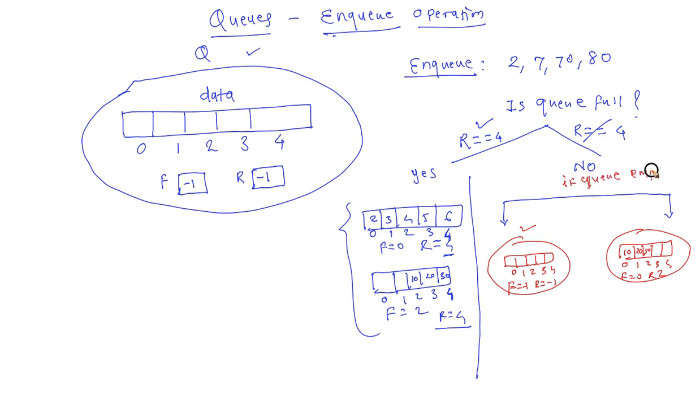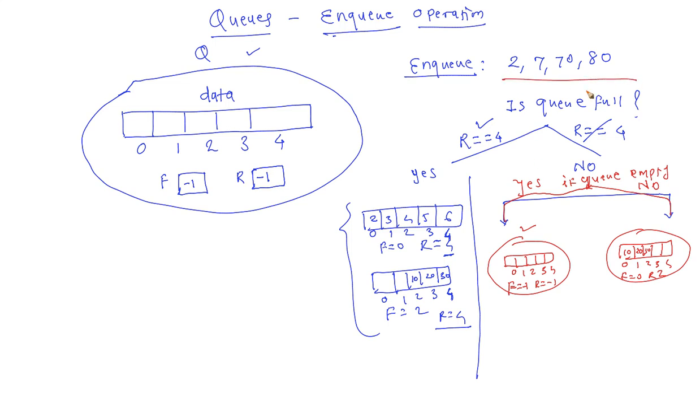After I get the answer that the queue is not full, I'll check if it is empty, right? If the answer is yes, this is our situation. If the answer is no, this is the situation: the queue is not empty. If the queue is empty, I'll have this situation, and if the queue is not empty, this might be the situation, a partially full queue.